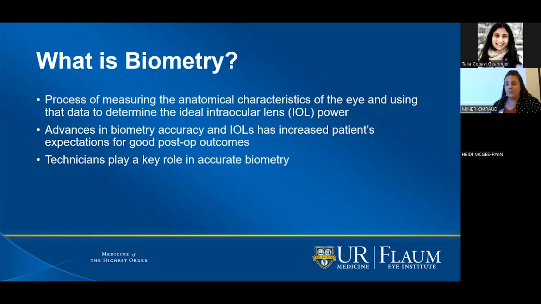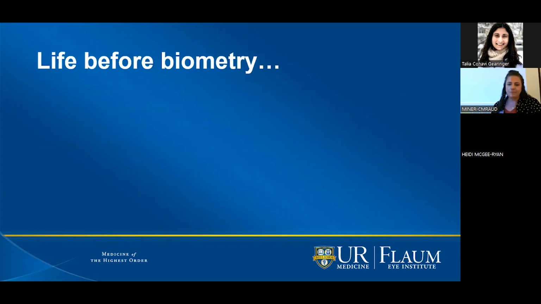Cataract surgery has really become a refractive procedure. It's not just about getting them to see better now. It's really about reducing dependence on glasses, and patients are really expecting that these days. So we can really, as technicians, play a key role in making sure that we're getting accurate measurements and helping with those good calculations for those outcomes.